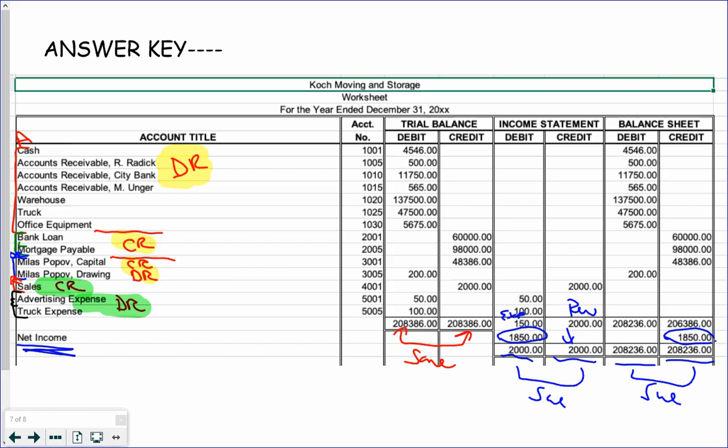Now, if it was a net loss, you would have the 1,850 in this column, and then the 1,850 would go in that column. You're essentially just trying to put the number in so that your columns add up to the same number. Okay? So all we're doing today, the only thing that's new, is that and that. Everything else we did last week. So it's just two extra lines at the end.